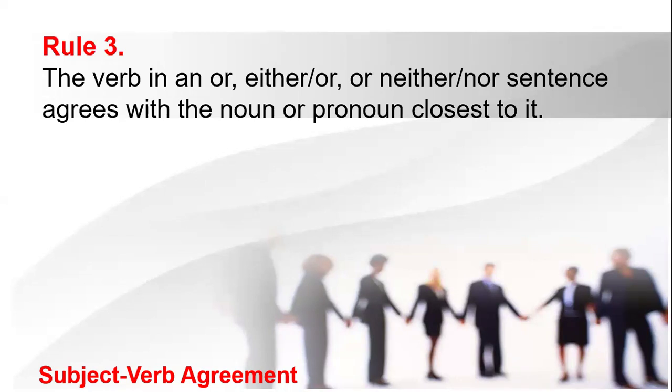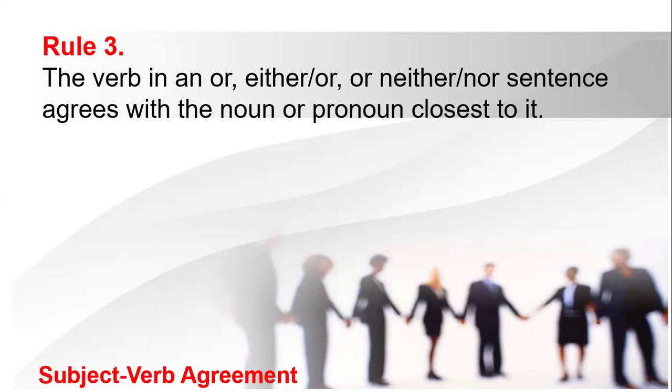The rule number 3. The verb in an or, either or, neither nor sentence agrees with the noun or pronoun closest to it. A very important, a very significant rule. Most of the time for students, it's very difficult. Such types of errors are in front of them, but they cannot point them out. They fail to rectify them because they are not familiar with such rules.